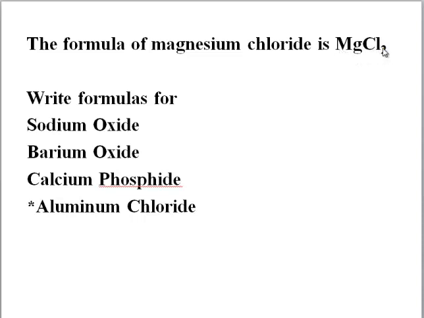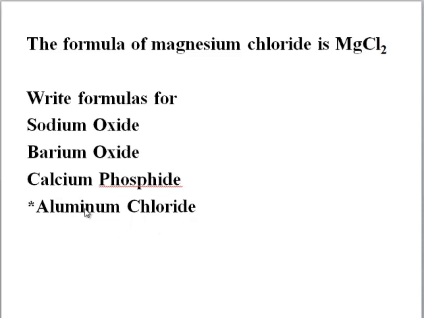Subscripts show that there are 2 chlorines for every magnesium to balance the charge. Subscripts should always be the smallest possible set of whole numbers that balances charge. And you don't have to put a 1 because there's only 1 magnesium. Keeping that in mind, write down formulas for sodium oxide, barium oxide, calcium phosphide, and aluminum chloride.